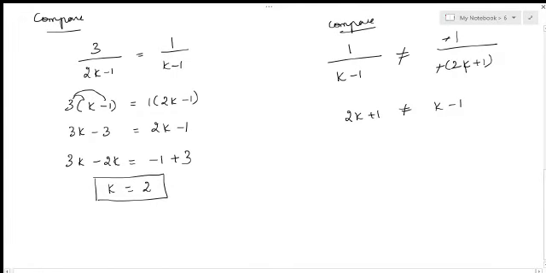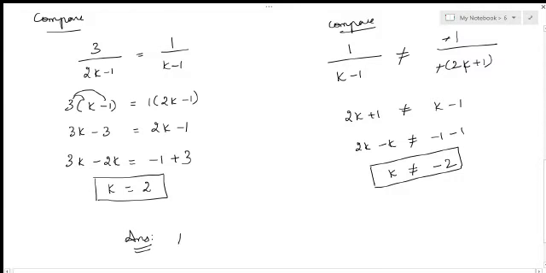Okay, 2k. When you bring k from RHS to LHS, it will become minus k, not equal to, already we have minus 1. When I take plus 1 to other side, it is minus 1. 2k minus k is k, which is not equal to minus 2. So here it is clear that our k value is 2 and k is not equal to minus 2 for the given pair of linear equations. So your answer, k is equal to 2.